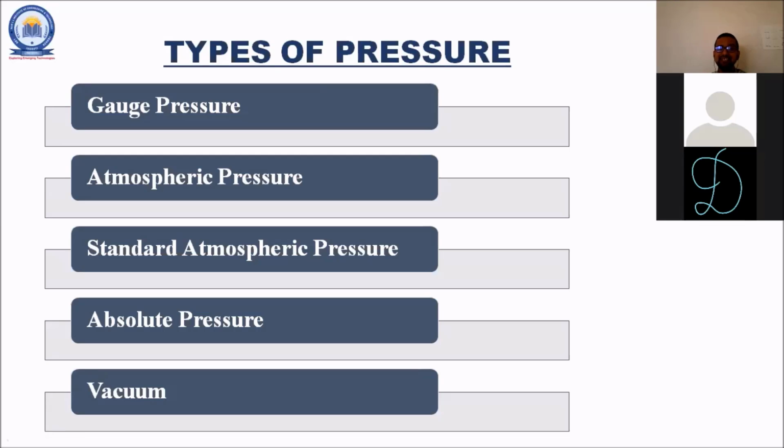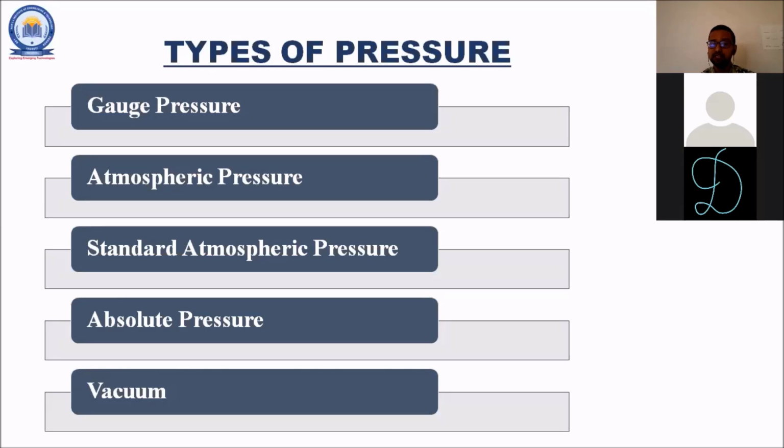The first one is the gauge pressure. The gauge pressure is a type of pressure which is measured by the pressure gauge. Dear friends, a pressure gauge is a device which is used for measuring the pressure. So that type of pressure is known as the gauge pressure. Atmospheric pressure is the pressure exerted by the atmospheric air. From the name only we can understand.